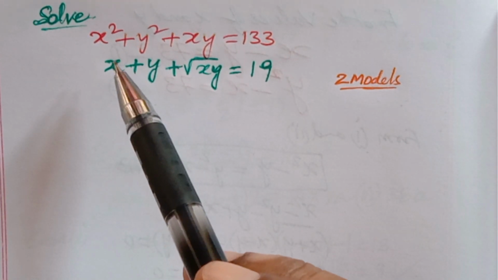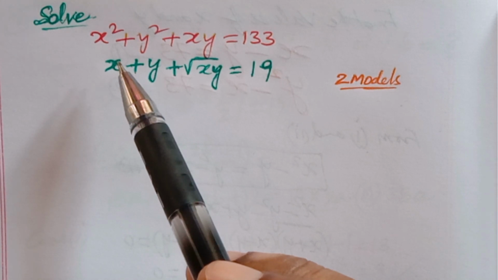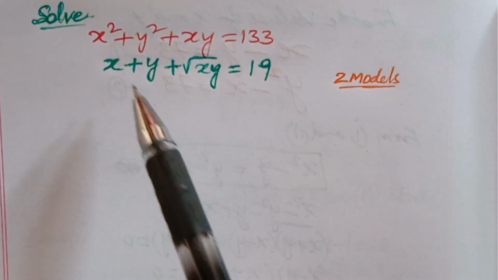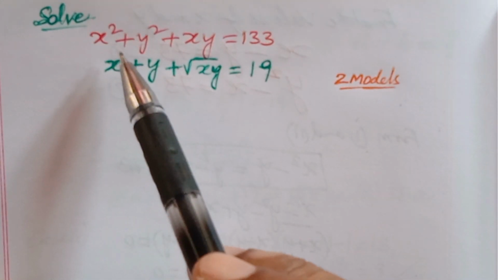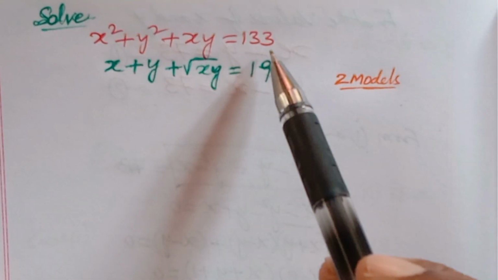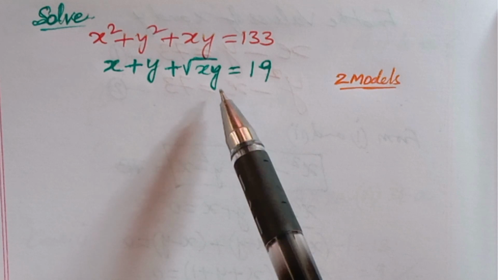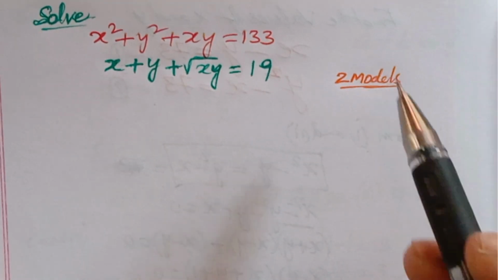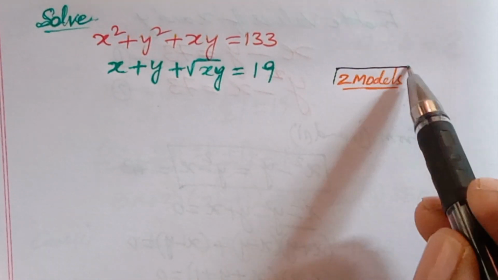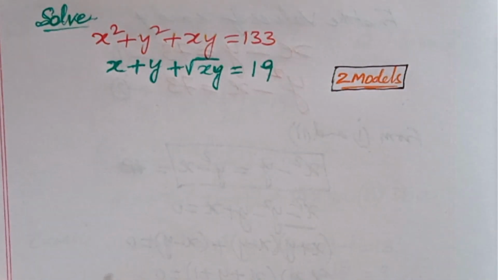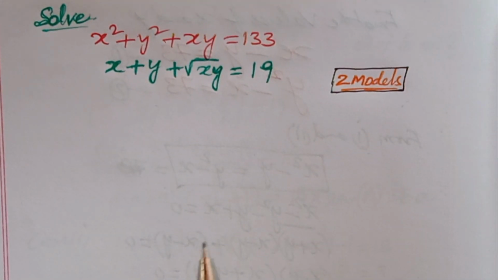As we are going for an Olympiad problem. The question is: given x square plus y square plus xy equal to 133, and x plus y plus root xy is equal to 90 now. We are going to do this problem in two models. The second one will be easier.